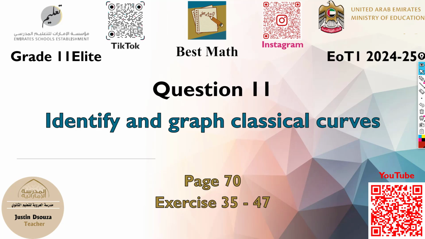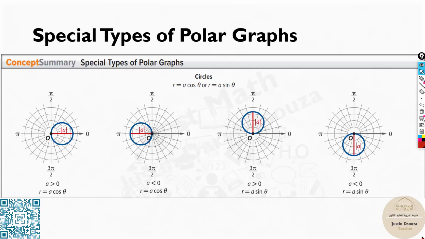Question 11 is about classical curves, also known as special types of polar graphs. Here are some of the basic things you should know: the standard forms and how the curve looks, and then we can easily solve the problems. Here you can see the circle.